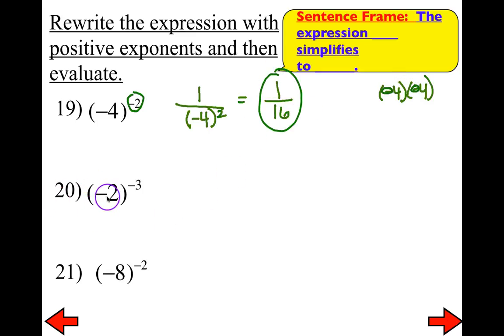Okay, number 20. Now, real quick, let me just show you an alternative way of writing it so that you can see.